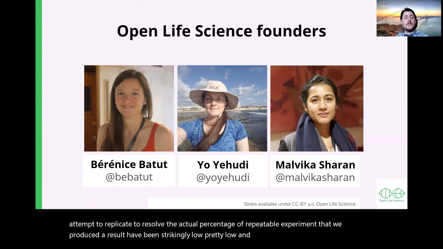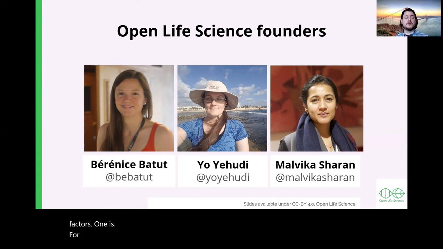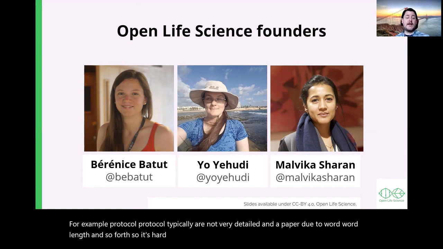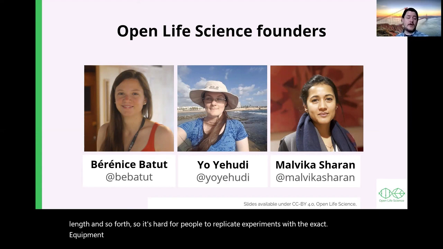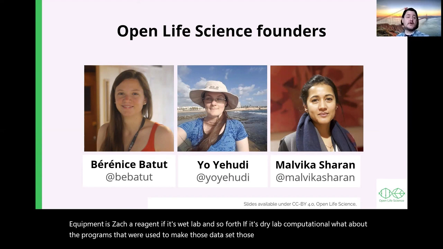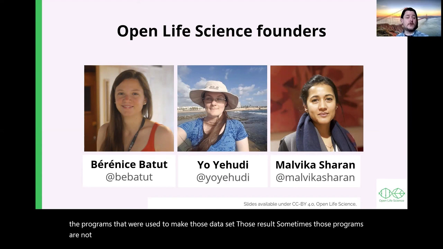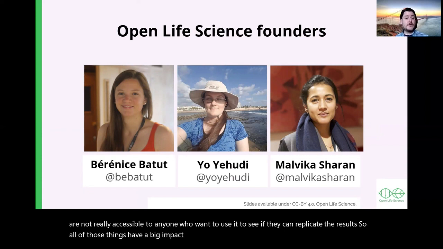And that is a result of several different factors. One is, for example, protocols. Protocols typically are not very detailed in a paper due to word length and so forth. So it's hard for people to replicate experiments with the exact equipment, exact reagents, if it's wet lab and so forth. If it's dry lab, computational, what about the programs that were used to make those data sets, those results? Sometimes those programs are not freely accessible to anyone who wants to use them to see if they can replicate the result. So all of those things have a big impact upon reproducibility of results.